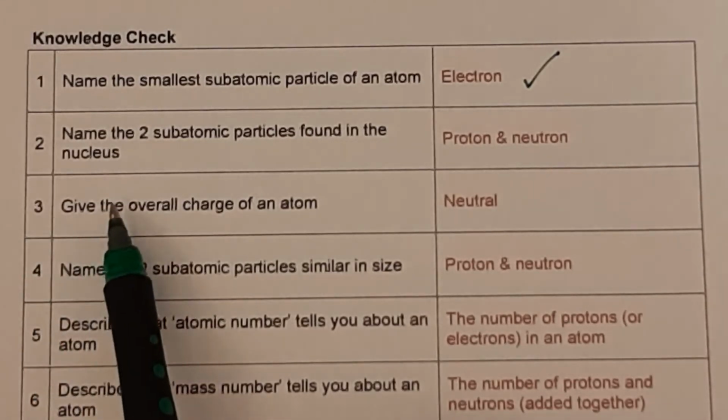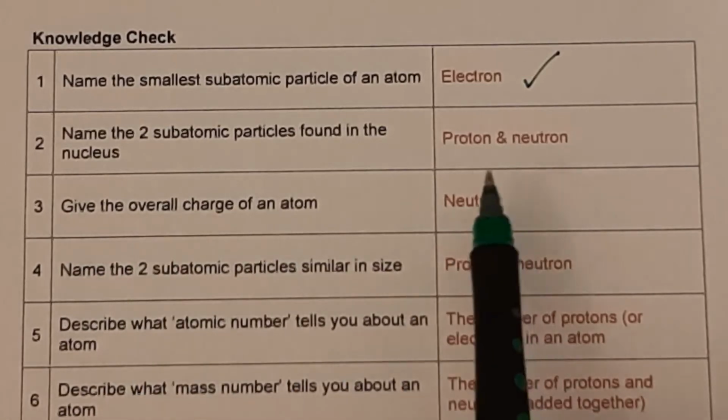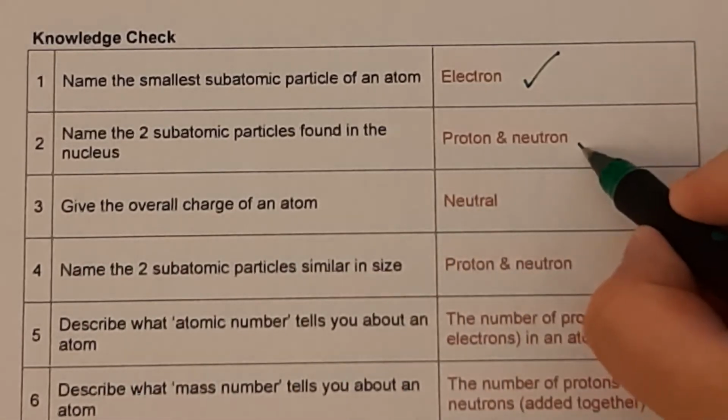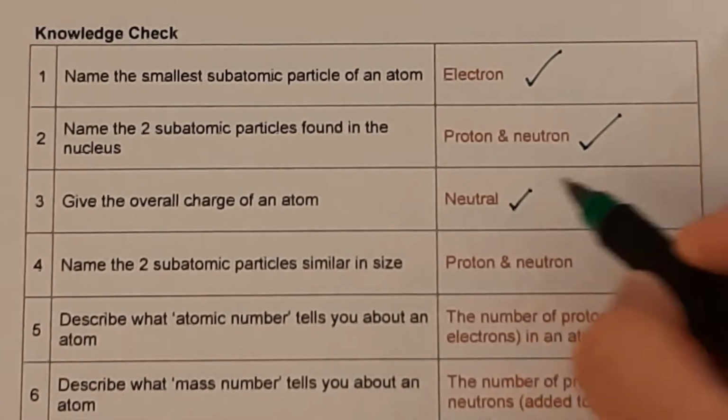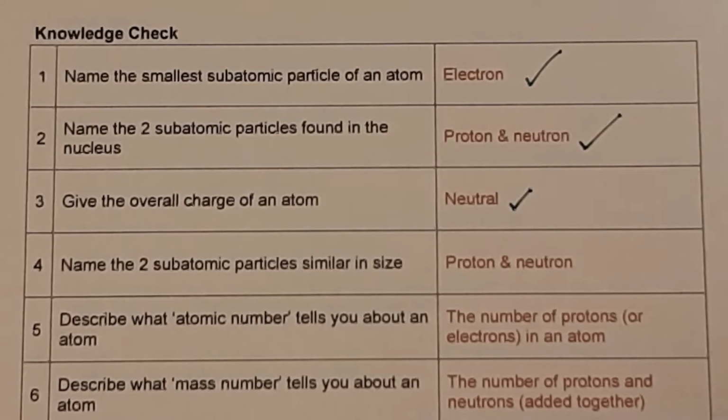Question 2. Name the 2 subatomic particles found in the nucleus. That's the proton and neutron. You need both for the mark. Question 3. Give the overall charge of an atom. Well, atoms are neutral. If they are not neutral, they're called something else. Those are ions. Question 4. Name the 2 subatomic particles that are similar in size. That's a proton and a neutron.